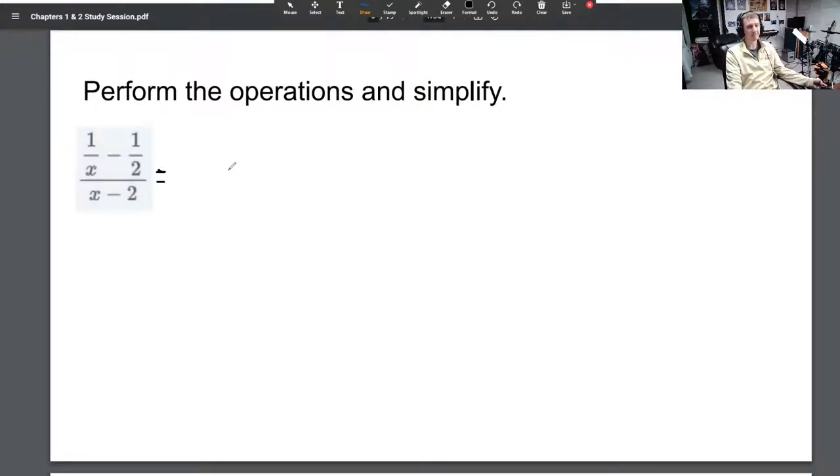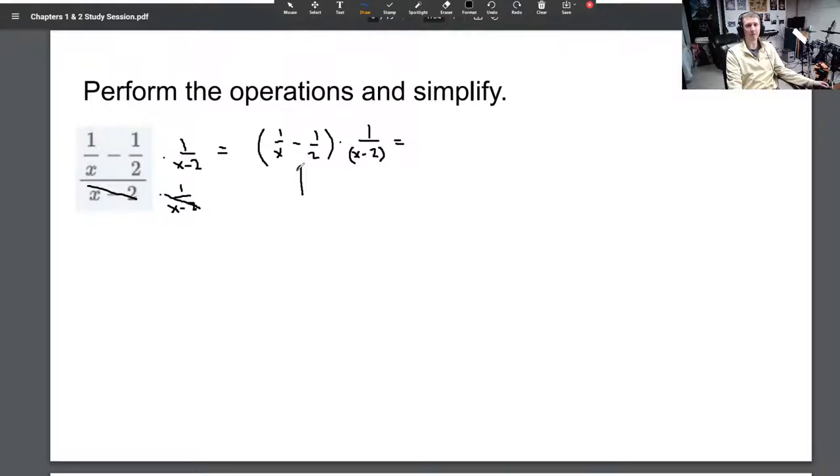Can we move x minus 2 into the reciprocal and do the 1 over x minus 2? That's great. We will multiply by the reciprocal on top and bottom. And that has the effect of canceling out this denominator. So we get just 1 over x minus 1 over 2 times 1 over x minus 2. Great. So that gets rid of the compound fraction.